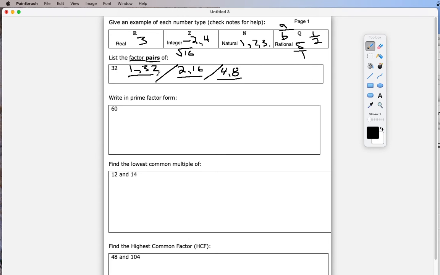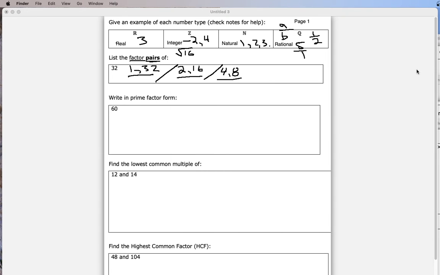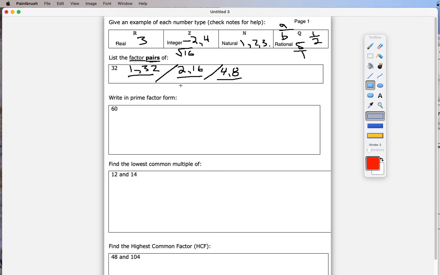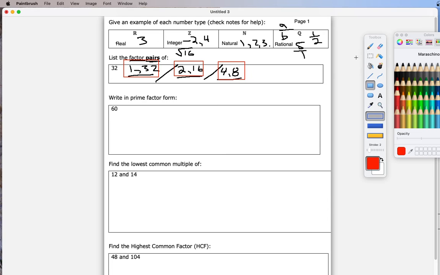If they ask you for factor pairs, I want you to put them together, like, and I'll even put it in a different color so you do it right. Okay, here I want you to put 1 and 32, 2 and 16, 4 and 8. So you have to do that together, okay? So this requires you to know your multiplication tables.